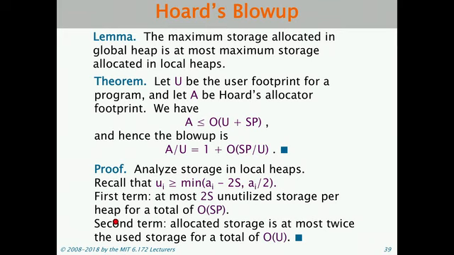And then the second term, a sub I over 2, this will give us the first term, order u. So this says that the allocated storage is at most twice the used storage, and then if you sum up across all the processors, then there's a total of order used storage that's allocated, because the allocated storage can be at most twice the used storage. Okay, so that's the proof of the blowup for Hoard, and this is pretty good. It's 1 plus some lower order term.